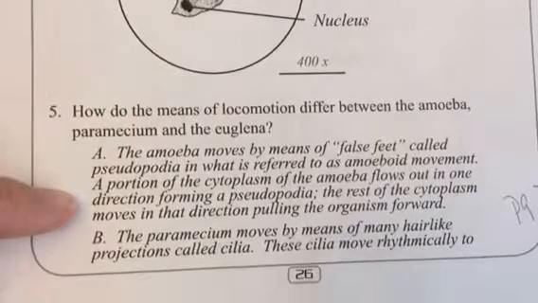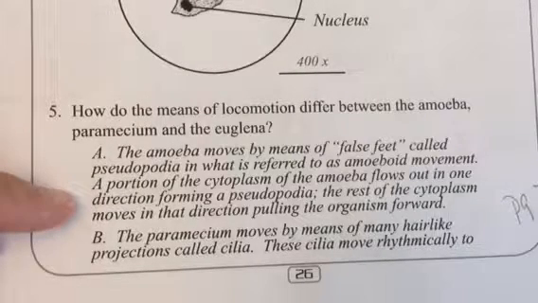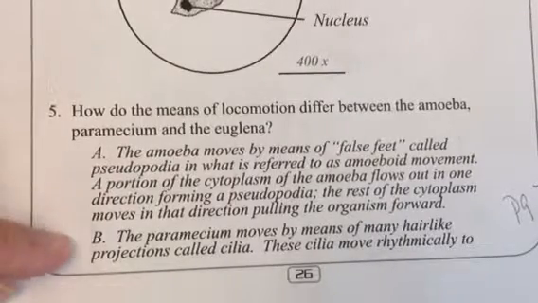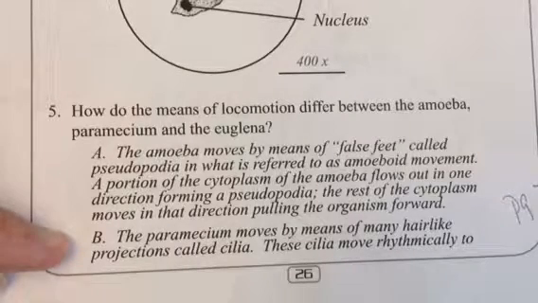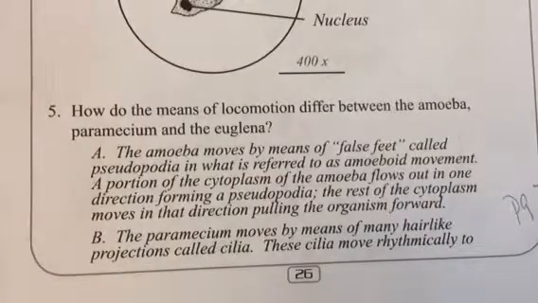It kind of looks like it's flowing. It's really cool. The amoeba video I sent you has a very good view of that. Did you ever see the movie, what is it called? The Blob? That's what it looks like. Anyway, it's cool. B, the paramecium moves by their cilia. Their cilia helps them move. Those are those little teeny hair-like projections around. The cilia, it says in the book here, the cilia moves rhythmically to push the organism forward.